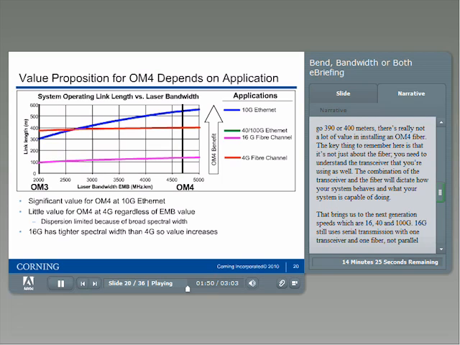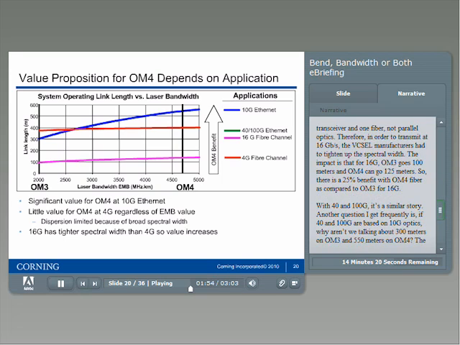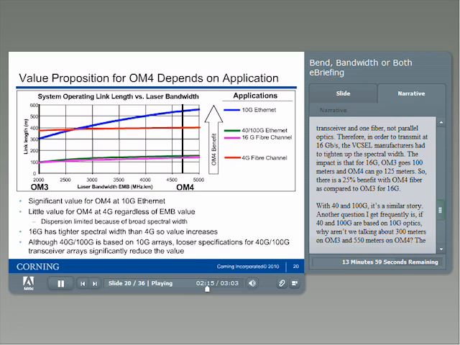16 gig still uses serial transmission with one transceiver and one fiber, not parallel optics. Therefore, in order to transmit at 16 gigabits per second, the VCSEL manufacturers had to tighten up the spectral width. The impact is that for 16 gig, OM3 goes 100 meters, and OM4 can go 125 meters. So there's a 25% benefit with OM4 fiber as compared to OM3 for 16 gig. With 40 and 100 gig, it's a similar story.